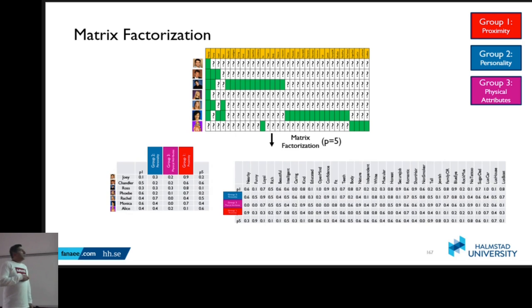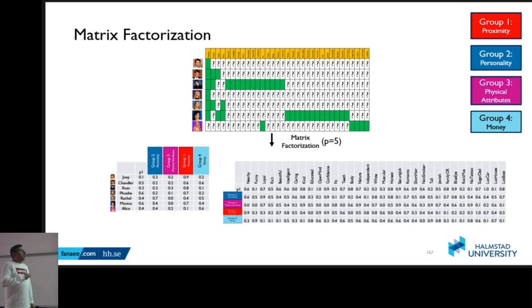Now go for P2, latent variable number 2. We see that, for instance, tall here got a score of 0.9. Who got the score? Ross. Ross had some preferences on the body and these things. So probably this P3 is related to physical attributes, right?